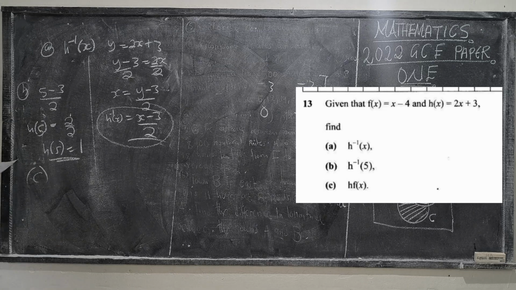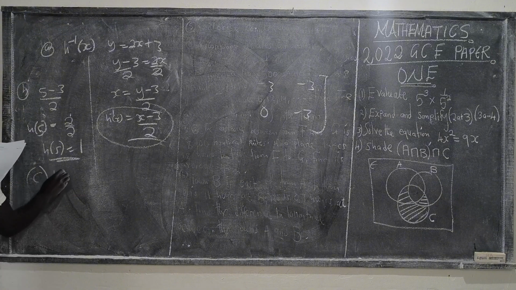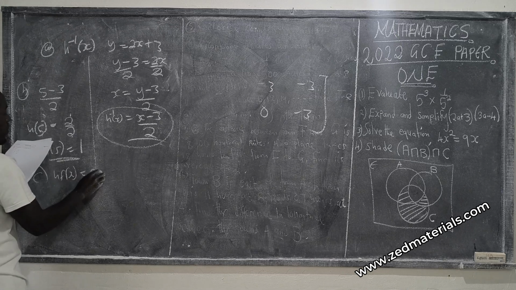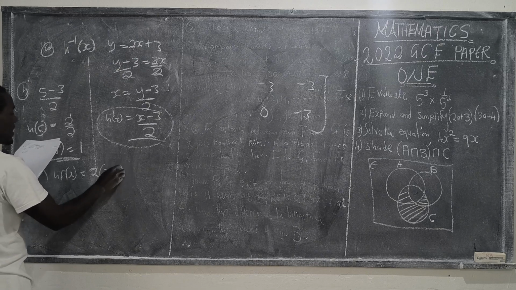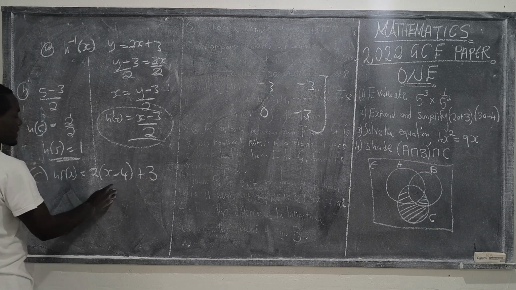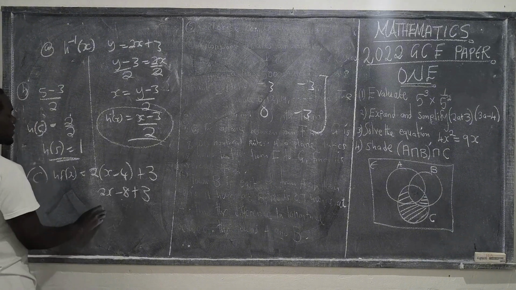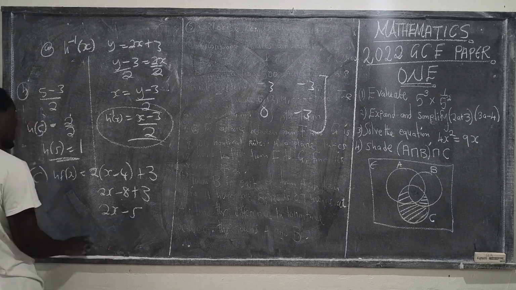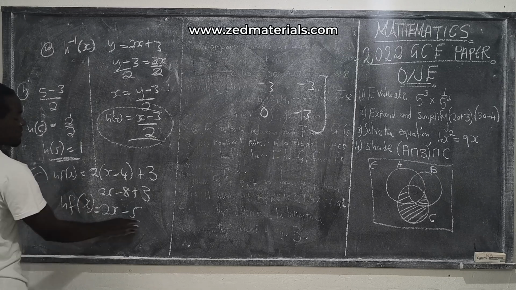So the function of h is the one we are starting with. We are going to say h(f(x)) is equal to 2x plus 3. So 2, open the bracket, where there is x, we put the function of f, which is x minus 4, close, plus 3. So 2 multiplied by x is 2x. 2 multiplied by negative 4 is negative 8, plus 3. Different signs, you subtract. So you're going to have 2x minus 5. So h(f(x)) is equal to 2x minus 5.